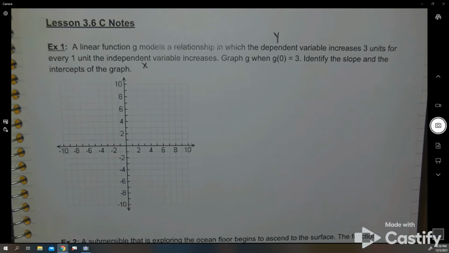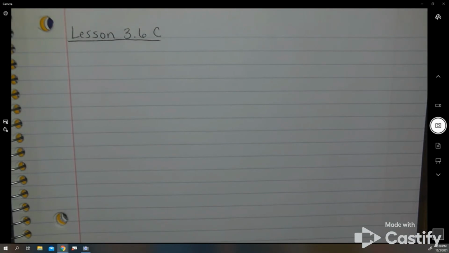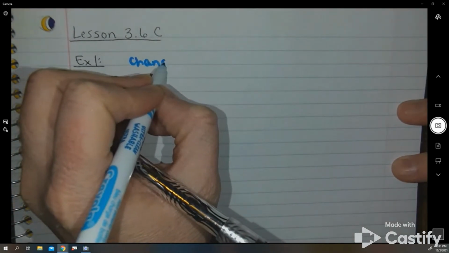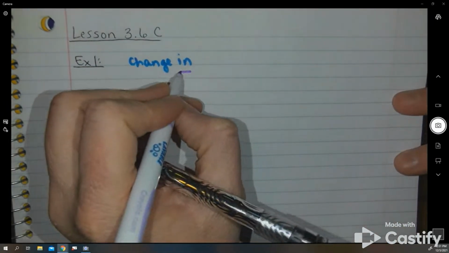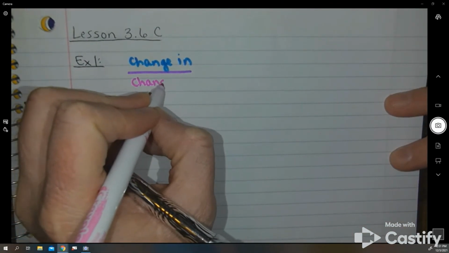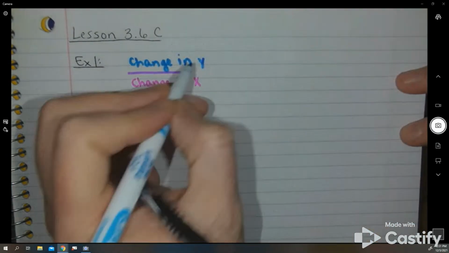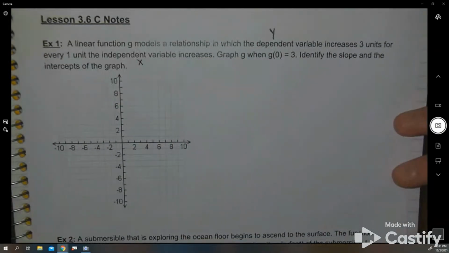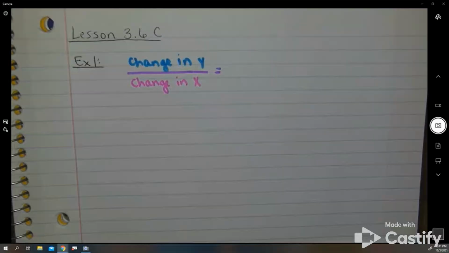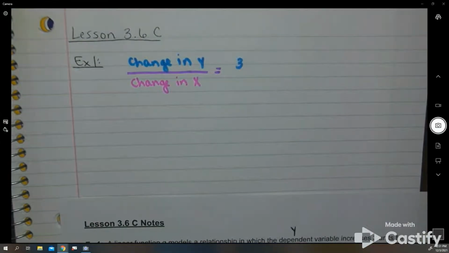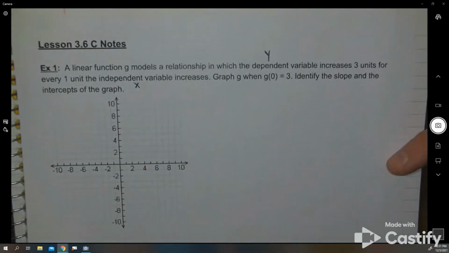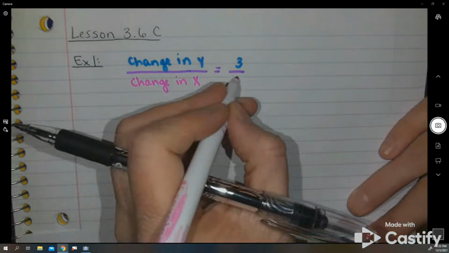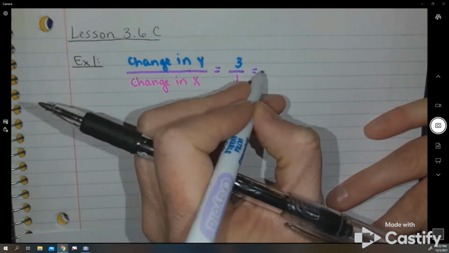So a couple things we have to think about. When we're trying to find slope, remember that we have our formula where we have the change in the y value over the change in the x values. I suppose it would help if I wrote the y up here. There we go. So change in y over the change in x equals our slope. So if we look back at the problem, this says that the dependent variable increases 3 units. So the change in our y value is 3. And then it says that every time the y increases by 3, the x or the independent variable increases by 1 unit. So the change in our x value is 1. So if we simplify this, 3 divided by 1 is 3.